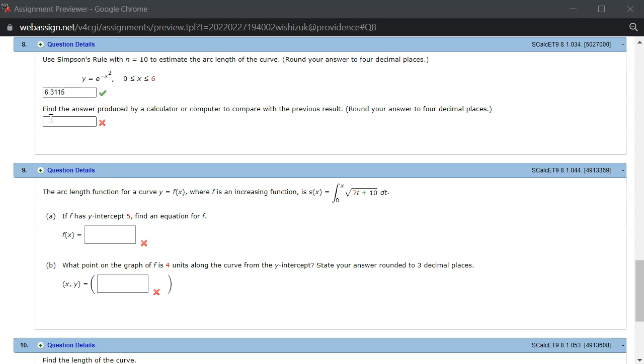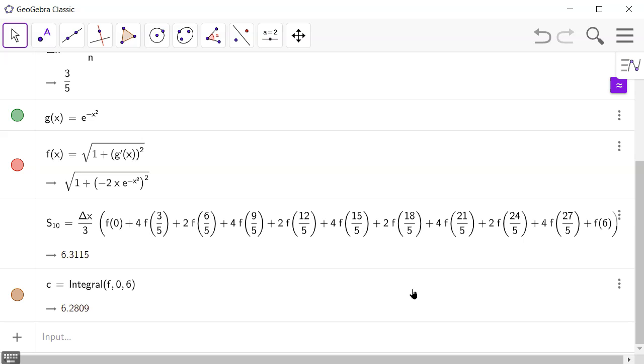So we have 6.2809. Let's check the answer. It came back and it looks like we got this one correctly. All right, that's it. I hope that this was clear.